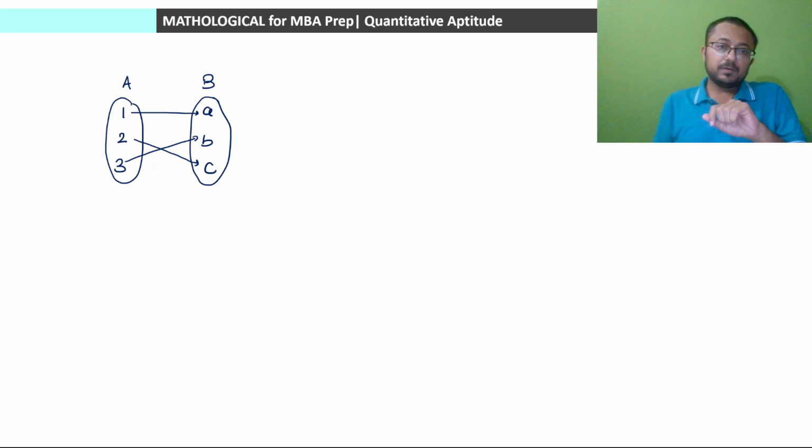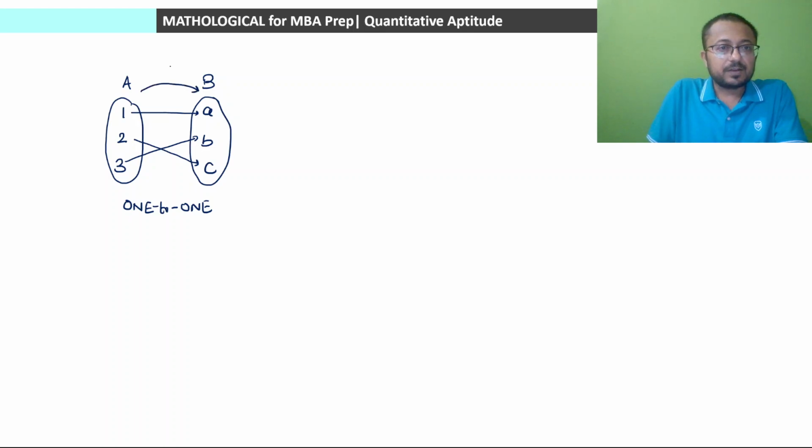And it is not the case that two elements of set A are connected to one element of set B. That is also not there. So one element of set A is connected to one element of set B. So such a relationship is called one-to-one relation. So this is a function. First thing first, it is a function, but additionally this is a one-to-one function.